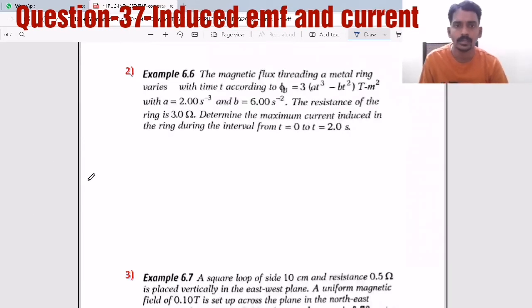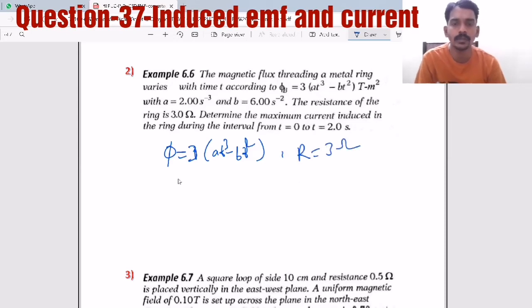Now the next question. The magnetic flux threading a metal ring varies with time. They have given the magnetic flux in terms of time, like A t cube minus B t square, where A and B they have given, and also the resistance, 3 ohm. Determine the maximum current induced in the ring. First, EMF induced is minus d phi by dt. That means minus, with A value 2, 2 into t cube differentiated gives 3t square, minus 6 into t square gives 2t.